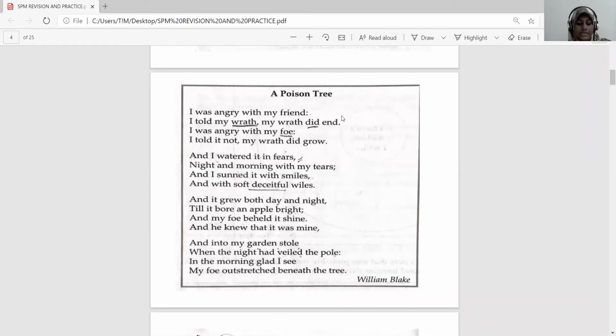In the second stanza, "And I watered it in fears, night and morning with my tears, and I sunned it with smiles and with soft deceitful wiles."